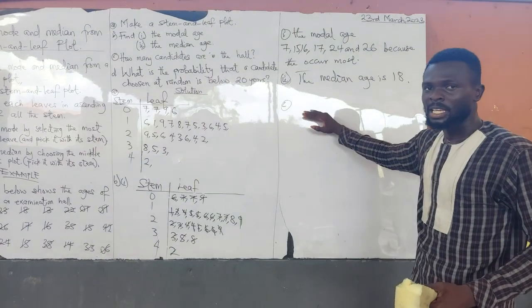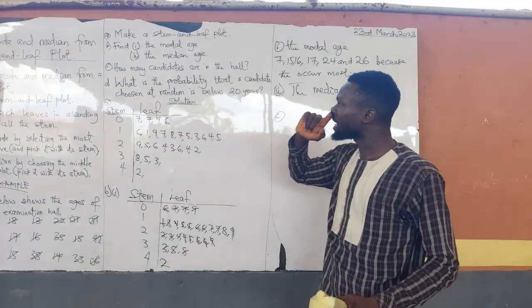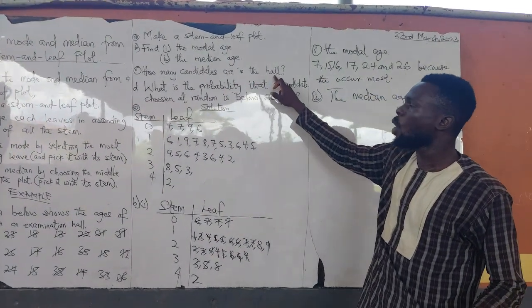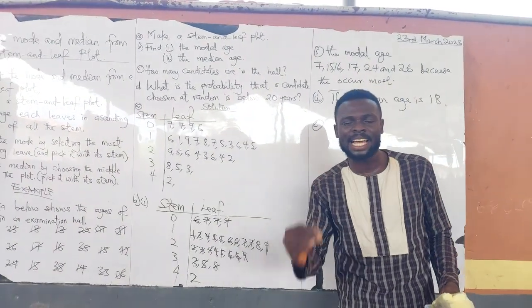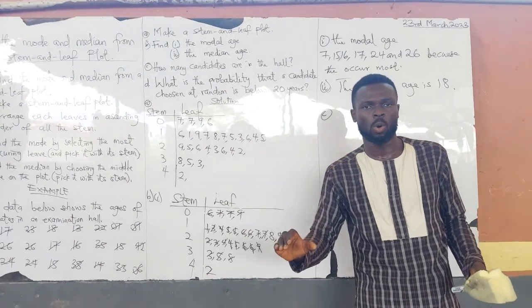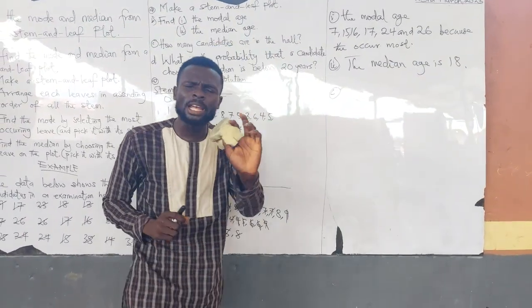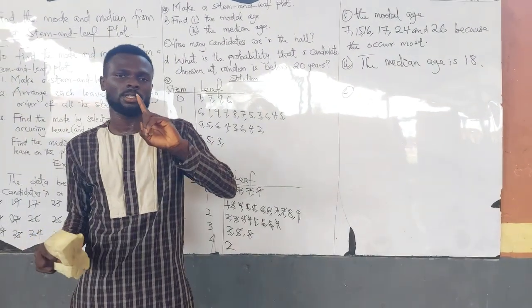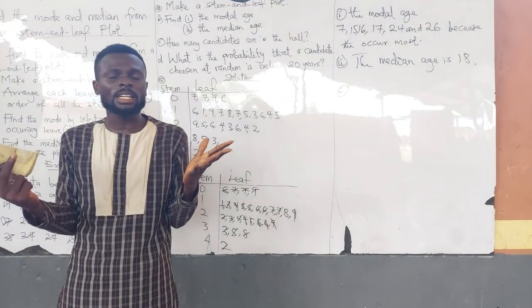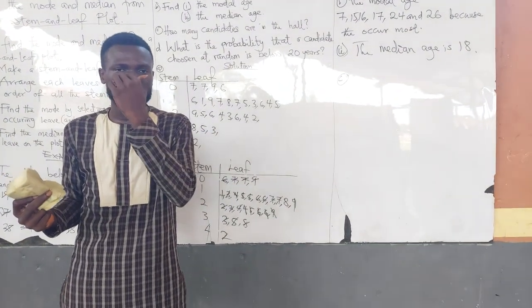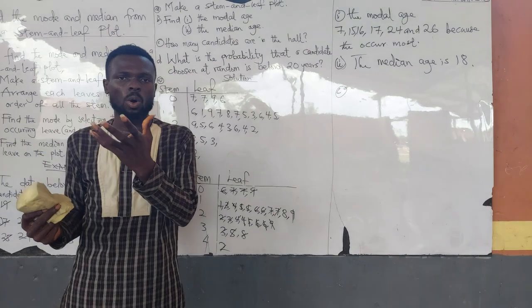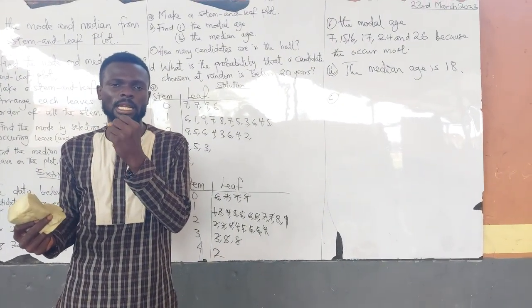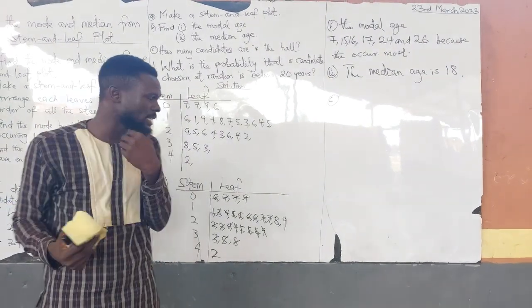Okay, now let's look at the C. The C says, how many candidates are in the hall? Last week we said to know the number of people or the number of candidates in the hall, count the leaves. Whatever you get becomes the number of candidates in the hall. So let's count the leaves to find the number of candidates.